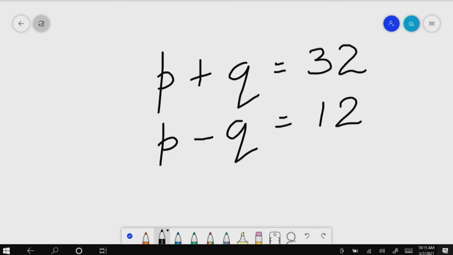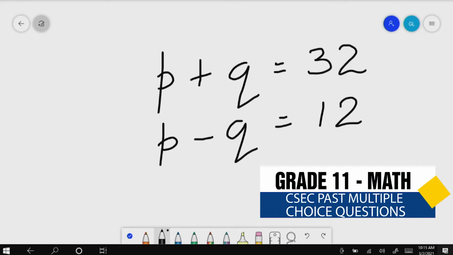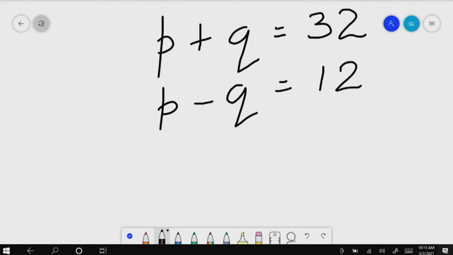They're asking us which of these two numbers is the smaller one, P or Q. What we need to do here is to find the values of P and Q and compare which is larger or which is smaller. This question is asking for which is smaller. Now here we have two equations and we can solve them simultaneously.